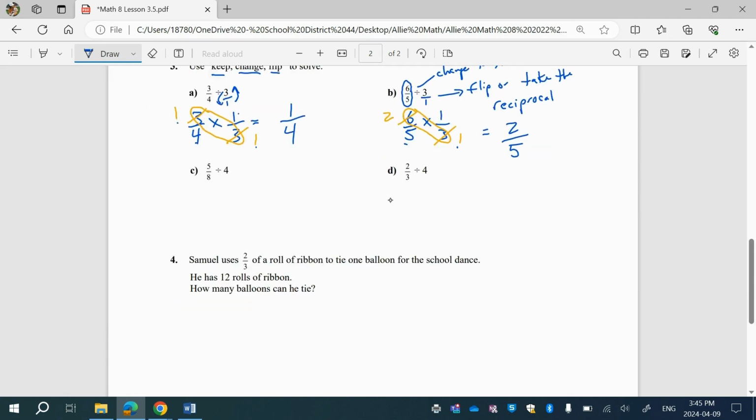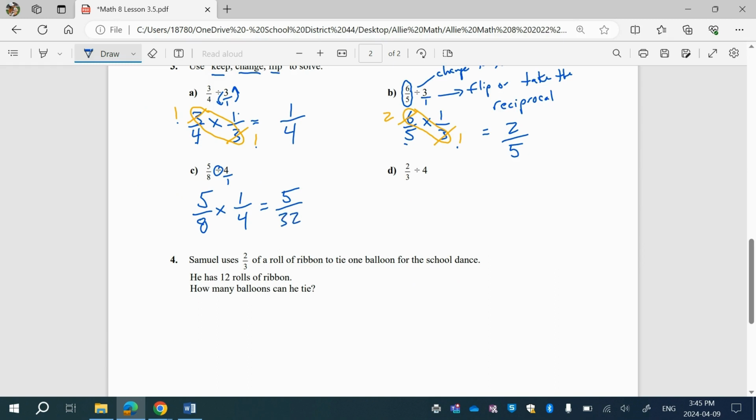Let's do our next one. We're going to keep the first one, 5/8. We're going to change the symbol to multiplication, and our 4/1 is going to become a 1/4. In this case, no common factors. Nothing goes into 5 that also goes into 4, and nor 8 and 1. So let's multiply the tops. 5 times 1 is 5, over 8 times 4 is 32.